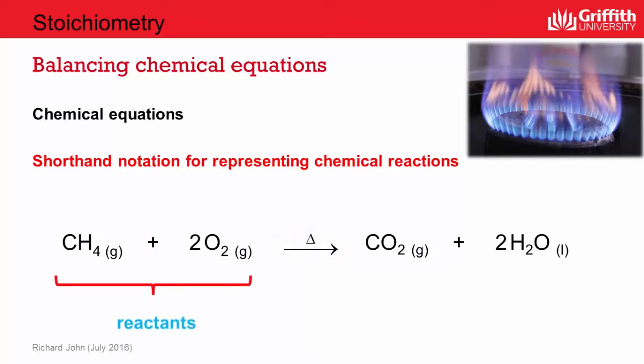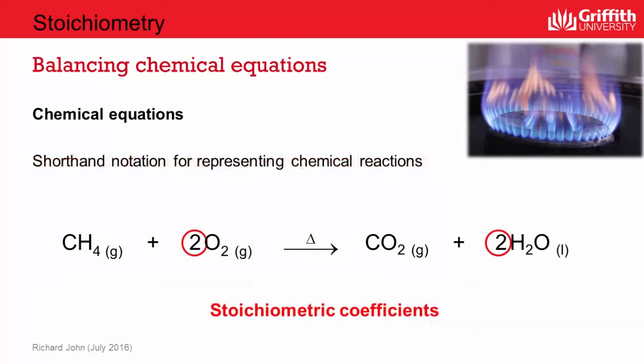The substances on the left-hand side of the arrow are called the reactants, and the substances on the right-hand side are called the products. The big numbers in front of some of these substances are called the stoichiometric coefficients, and they are there to balance the equation. And this particular equation is balanced at the moment.